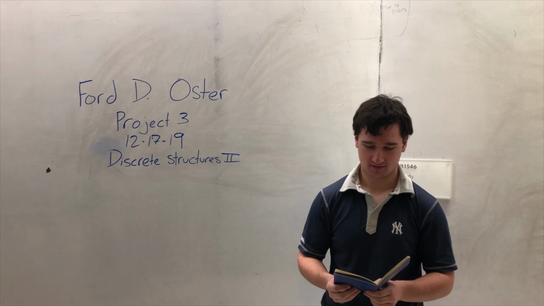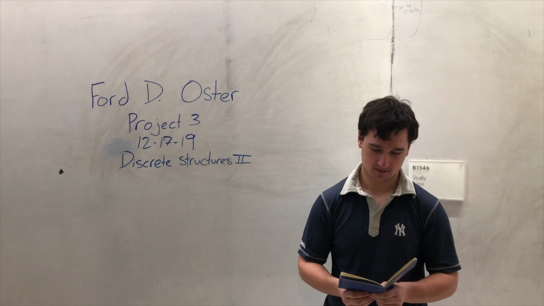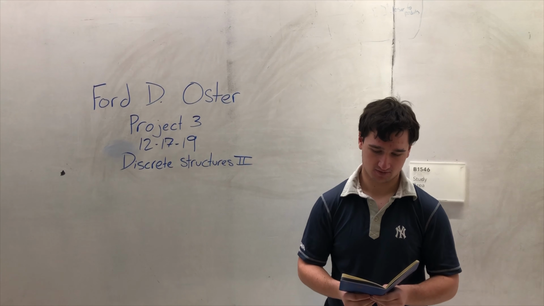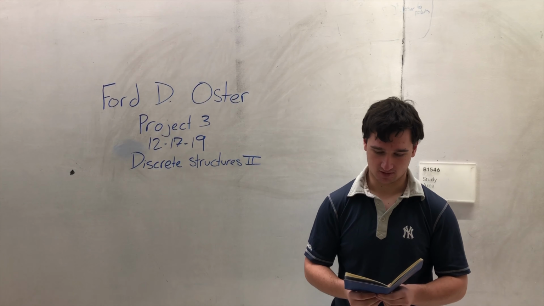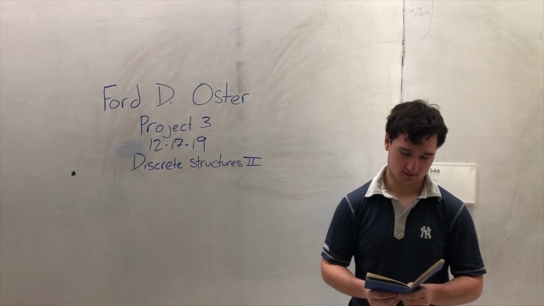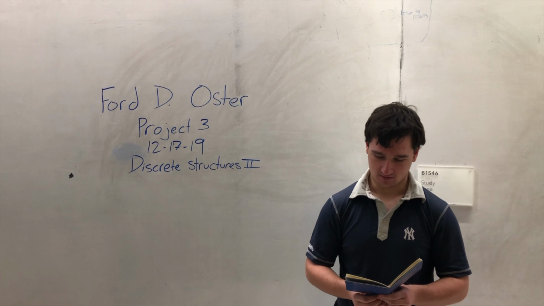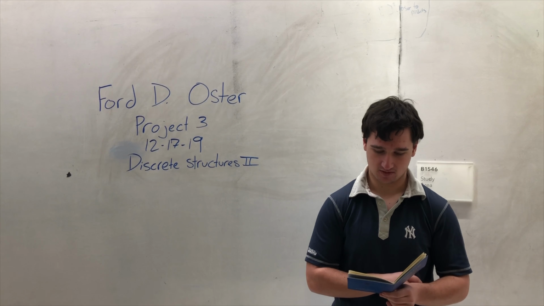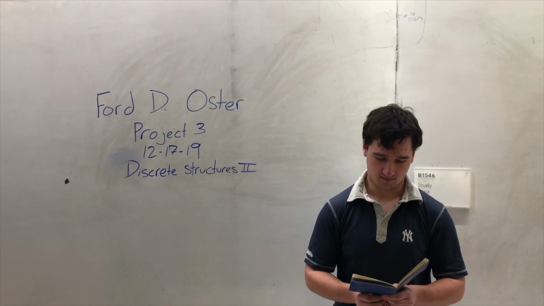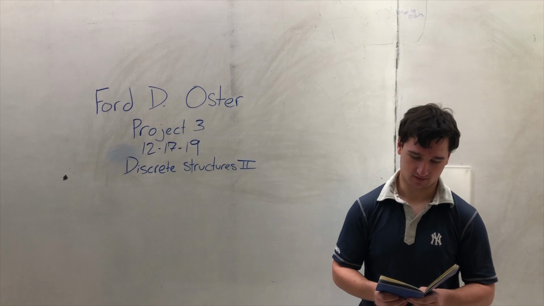My name is Ford Oster, and this is a proof of existence and uniqueness of the remainder and quotient according to the remainder theorem. This proof was worked on in conjunction with Nicole Campagna and Sam Gassman. And the uniqueness of the remainder quotient PDF was used, as well as the YouTube video division algorithm proof by Math Matters as resources.